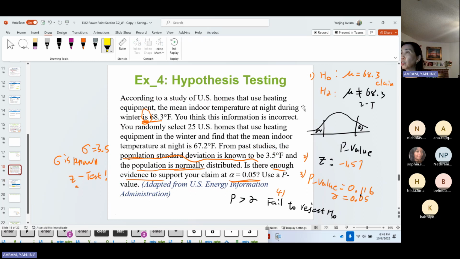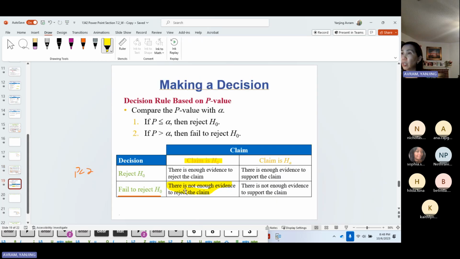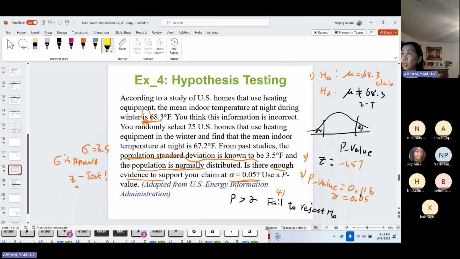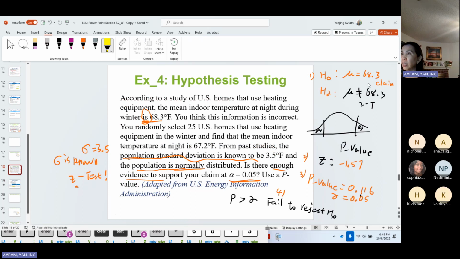So we don't have enough evidence. We fail to reject the null hypothesis. That means this null hypothesis may still be right. Okay, so that means you don't have enough evidence to reject this one. You cannot say this one is equal, you fail to reject the null. All right, so that is this one. There's not enough evidence to reject the claim. Okay, the claim is in the null. So you don't have enough evidence to reject this one, so that means this one might still be correct. All right, so that is how you do this type of hypothesis testing.